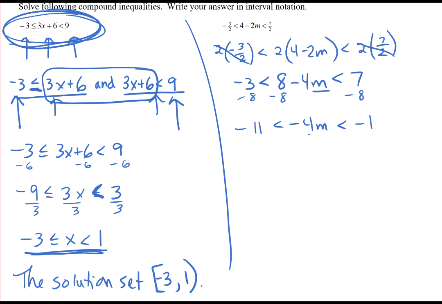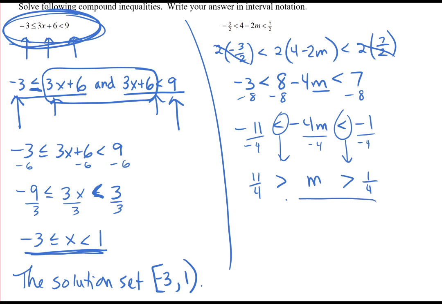And now I'm going to divide by a negative 4. Now when I divide by a negative 4, technically I've got to switch those symbols at the same time. So I'm going to do that on the next line, switch the symbols. This is going to become greater thans, m in the middle, and I get 11/4 on the left, and on the right I get 1/4. So notice what this is saying, because the symbol switched, I'm reading it this way: 1/4 is the smaller number, it is less than m, and m is less than 11/4. So this is saying that m is between the low number of 1/4 and the high number of 11/4.